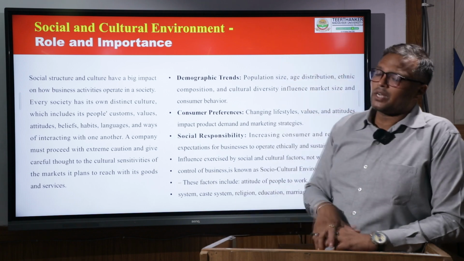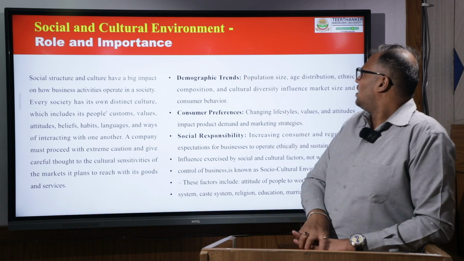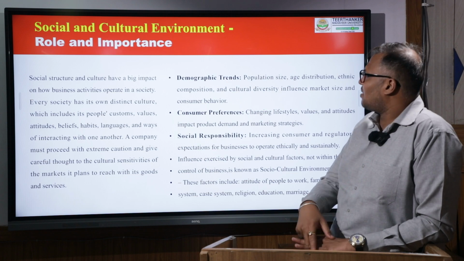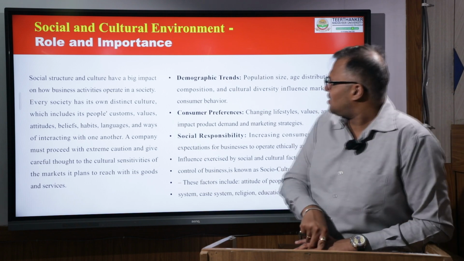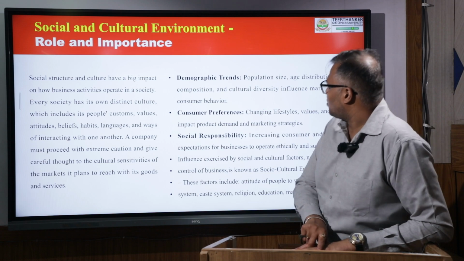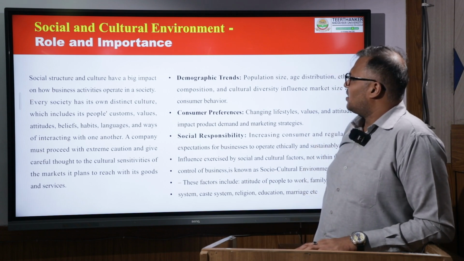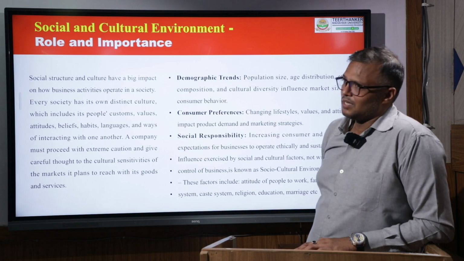Now, this social and cultural impact is shaped by the following things. It represents the demographic trends. Demographics represent the population size, age distribution, ethnic composition, cultural diversity, and many more things. Second, it represents the consumer preferences. When we talk about consumer preferences, it discusses the changing lifestyle, values, and attitudes. It even discusses how products can be demanded and the marketing strategies.